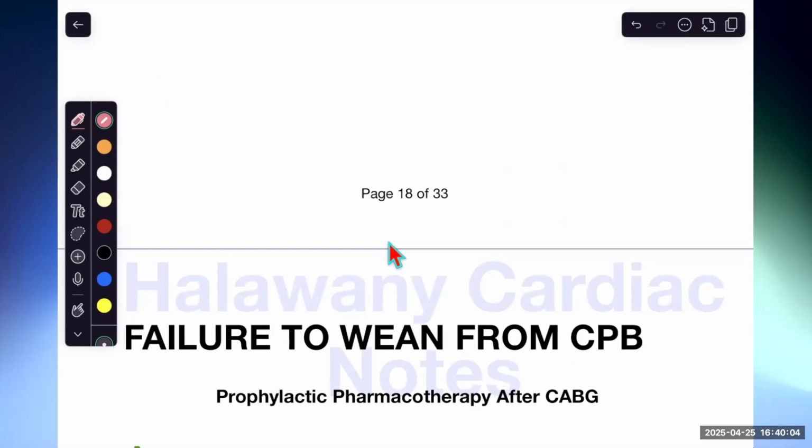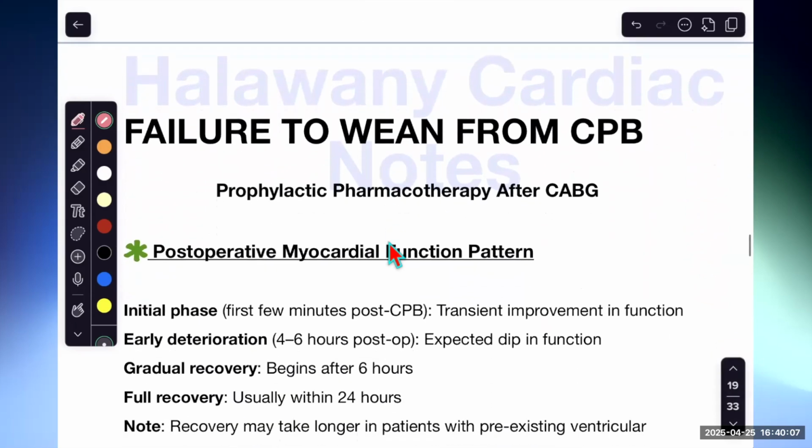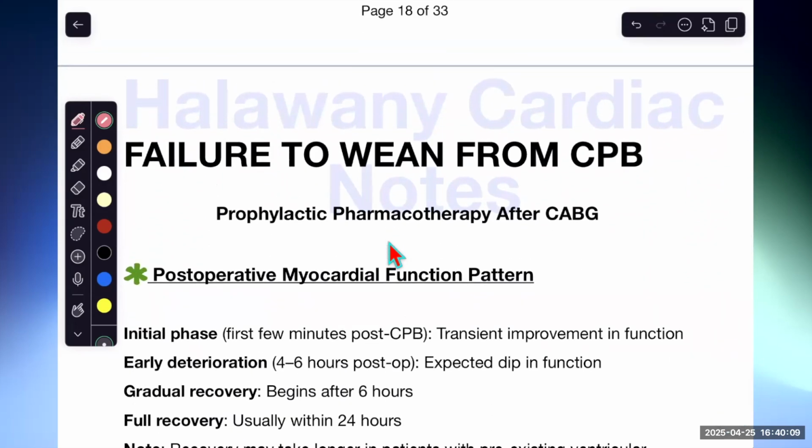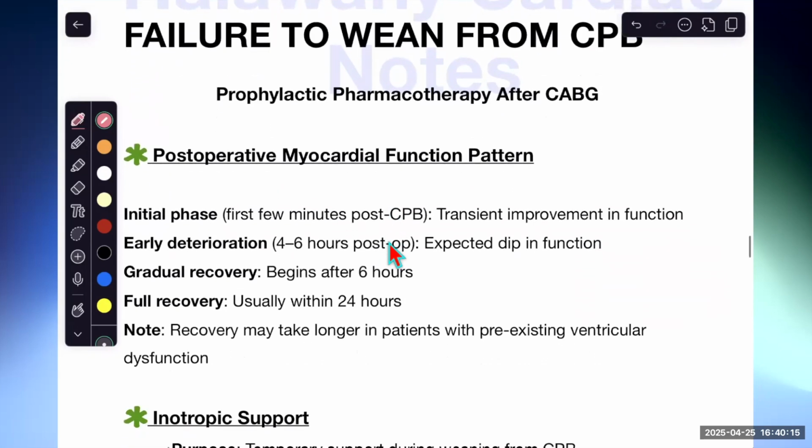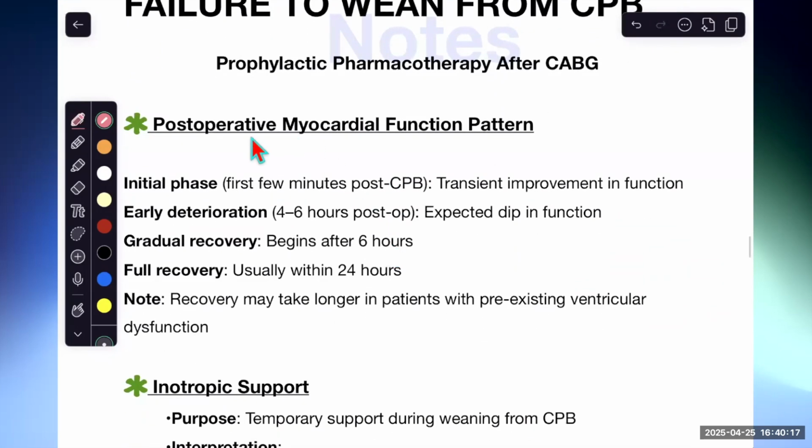Now, let's return to the subject I have postponed from last time, which is failure to heal from bypass, prophylactic pharmacotherapy after CABG. For example, post-operative myocardial function. What usually happens after? Now I have a patient. This patient went to CABG. After his CABG, what will happen to him?